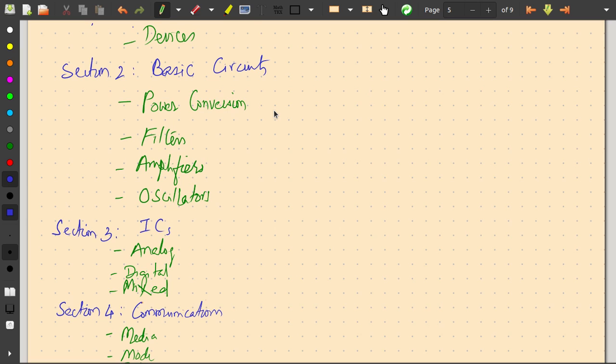An oscillator is a special circuit which converts DC to AC, as against the one which we talked about in the beginning, an inverter. There, the power conversion DC to AC is for a particular 50 hertz or 60 hertz, whereas these oscillators provide any frequency of your interest.